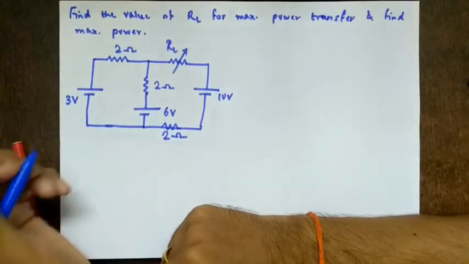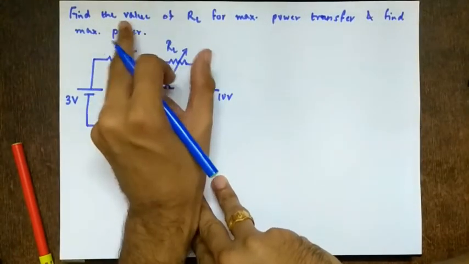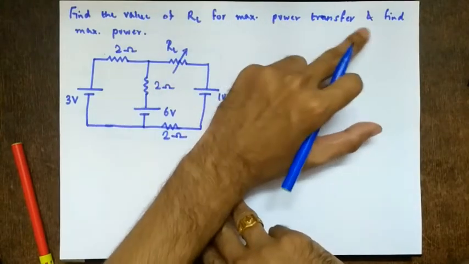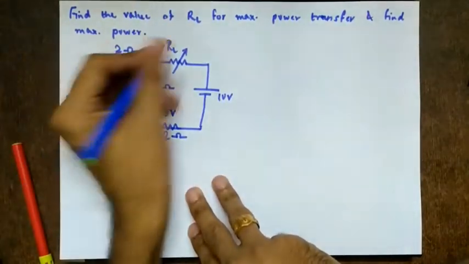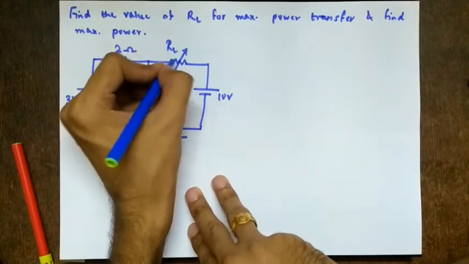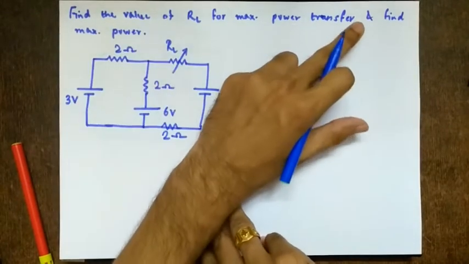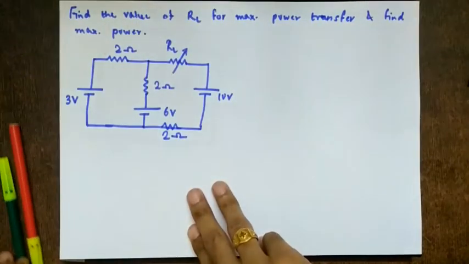So I'll directly start this. I will not give you the steps, so for that you can see the previous videos. Find the value of RL for maximum power transfer and find the maximum power. So this is RL, the value which we have to find. From the maximum power theorem it is known that RTH equals RL. So we have to find RTH and we also have to find the maximum power, right?